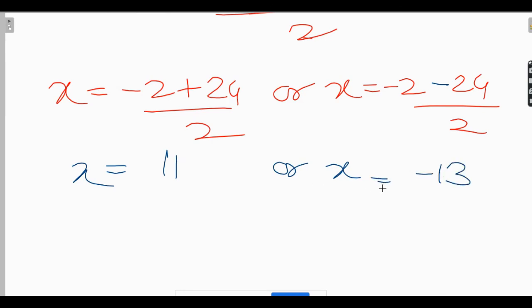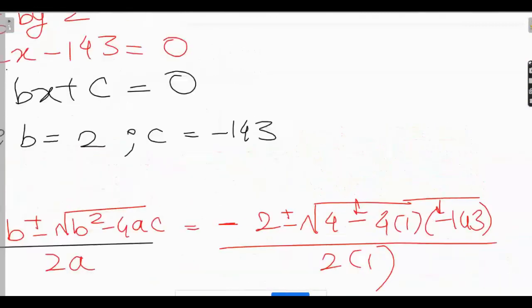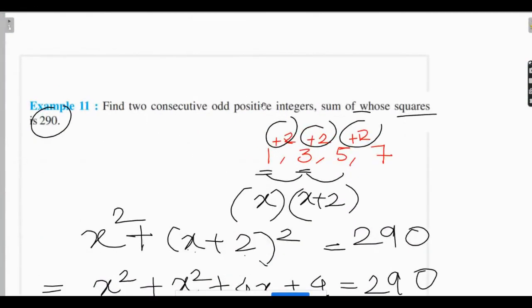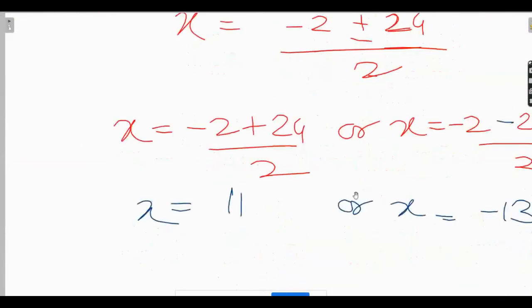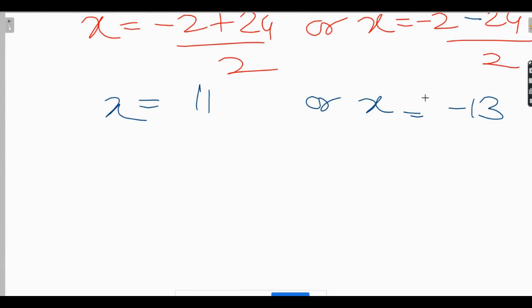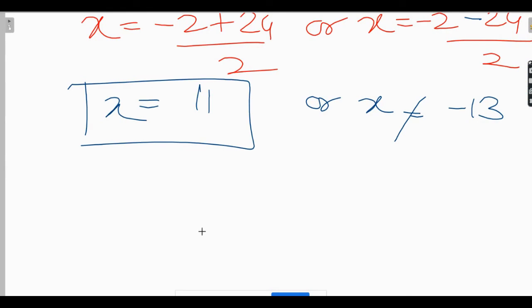But x is given to be an odd positive integer. Where is it in the question? x is an odd positive integer. So your answer cannot be minus 13. So your answer is x is equal to 11. Correct?